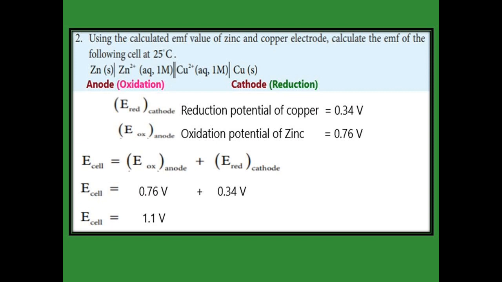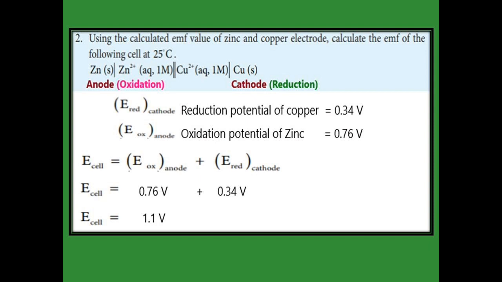This problem's cell notation is given as Zn | Zn2+ , which means it is the anode compartment, and then Cu2+ | Cu means it is the cathode compartment. In the anode compartment oxidation takes place and in the cathode compartment reduction takes place, so the E reduction at the cathode, that is the reduction potential of copper, is 0.34 volt.